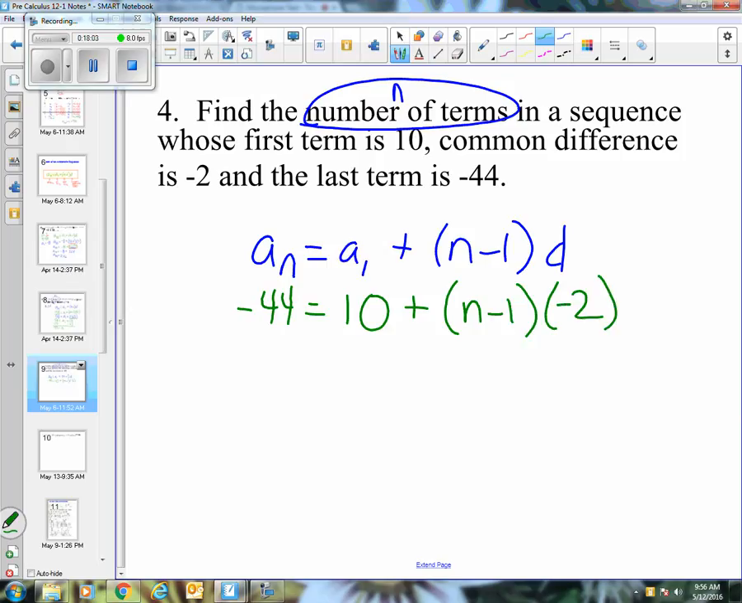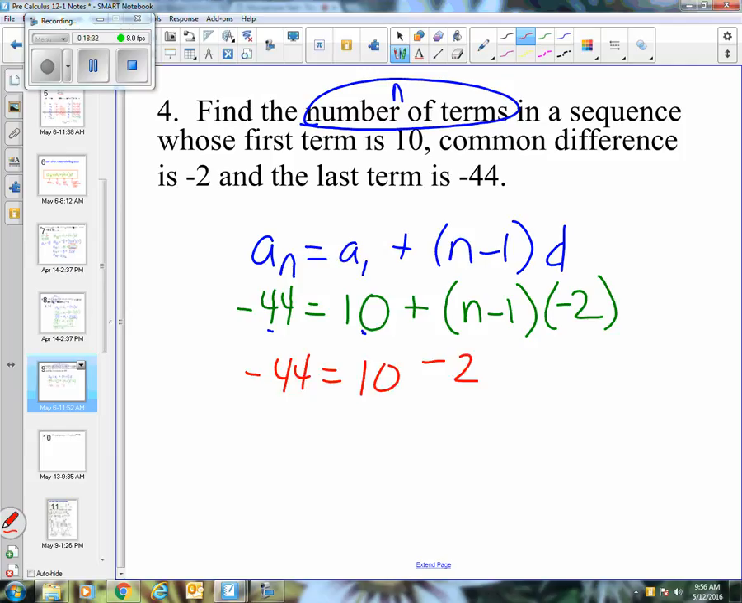Now without even telling me that, if you would have looked at your last term and your first term, starting at 10 and ending up at negative 44, what kind of slope is that line going to have? Well, it's going to have to be negative, right? Because you're starting at positive 10 and you're going to negative 44. You're going down. So that's why this is a negative 2. We have to have a negative slope to make that happen. Well, you have enough information to solve. Let's take a look and see. Just do the arithmetic.